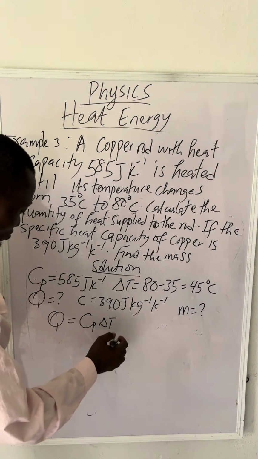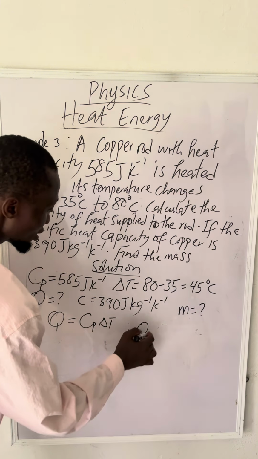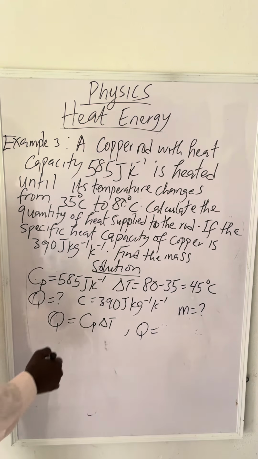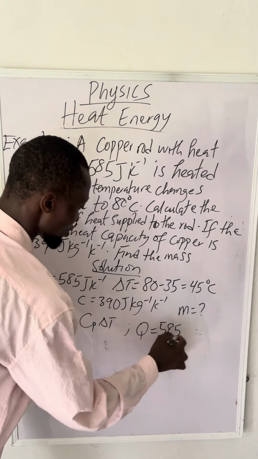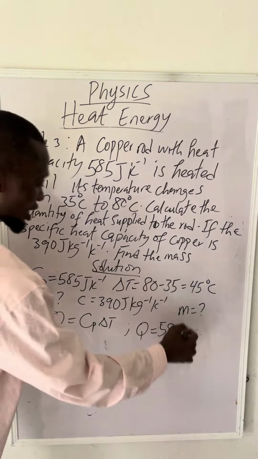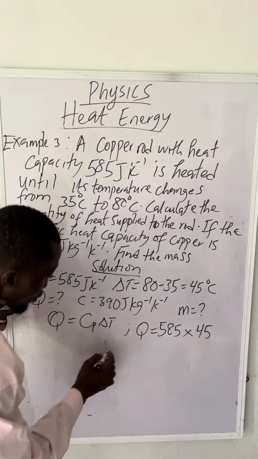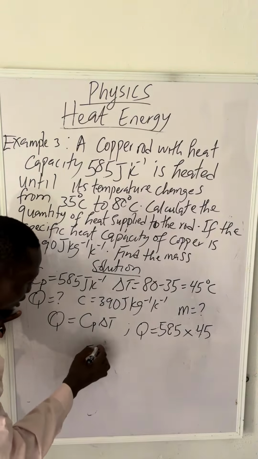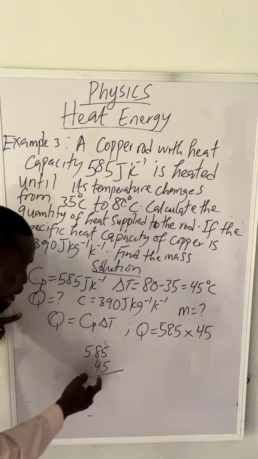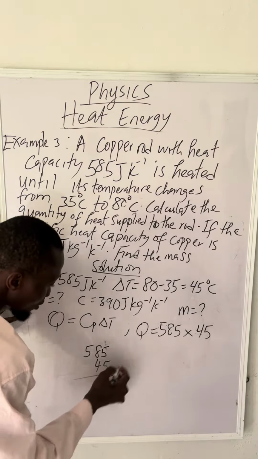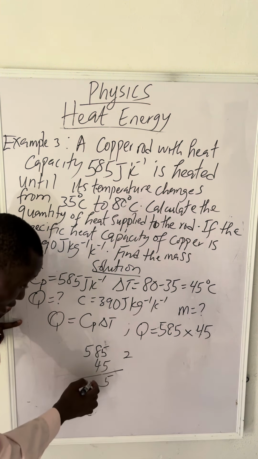So my Q can be calculated like this. CP is 585 times 45. Now we can multiply this. So that's going to give us 585 times 45. We can multiply those. 5 times 5 is 25, so 5 remains and the 2 carries. 5 times 8 is 40 plus this 2, 42.